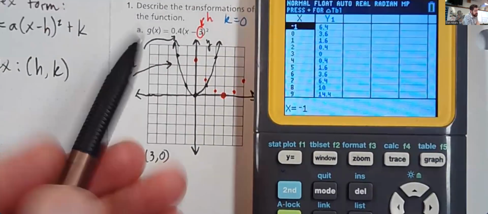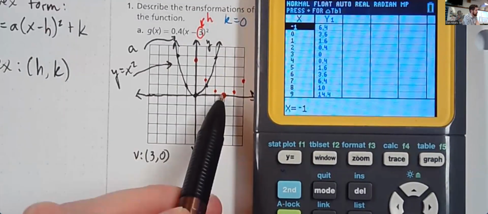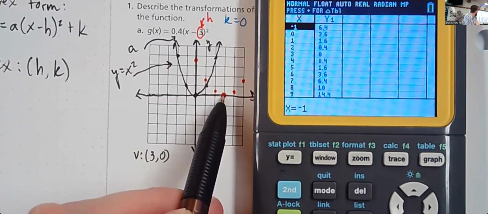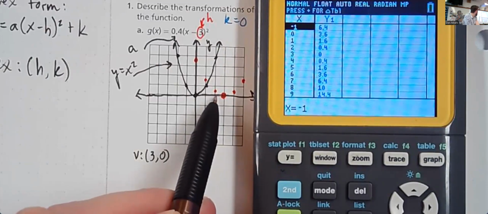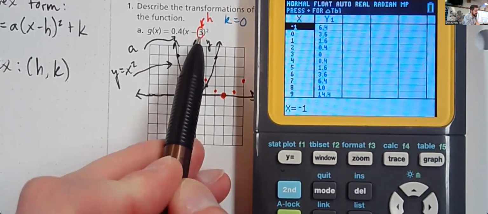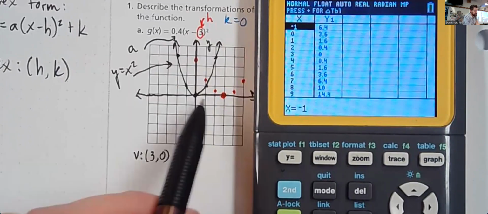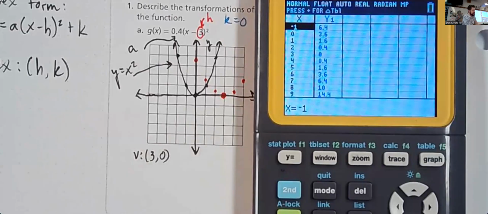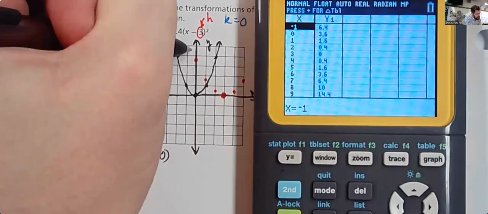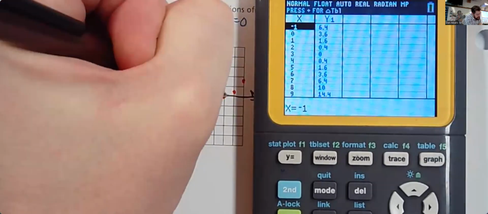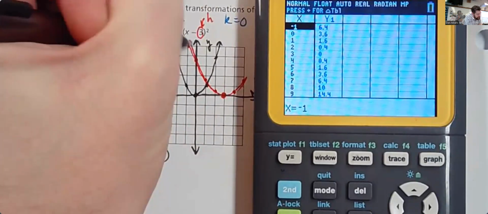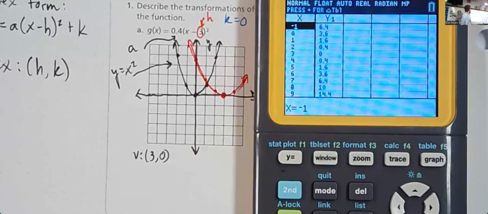Now, if you take a value of X, so if you plug in 3 for X right here, you get 0 for Y. If you plug in 2 for X right here, 2 minus 3 is -1. -1 squared is 1. 1 times 0.4 is 0.4. So you can plug in values of X and get values of Y. Or if you want to, you can just go ahead and use the table on these calculators. That's fine. Anyway, that's our graph.